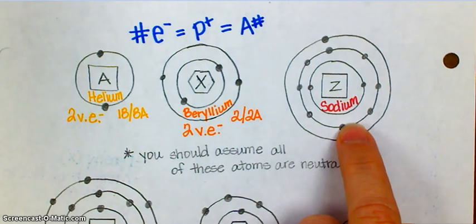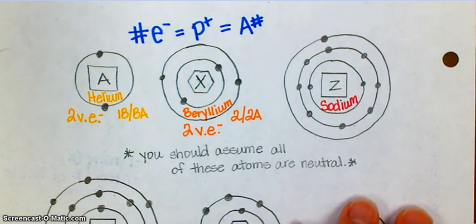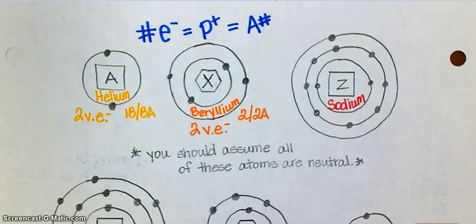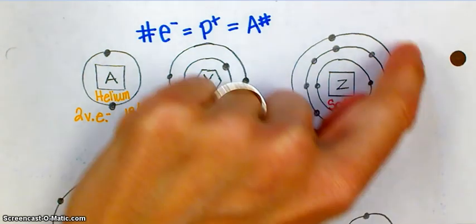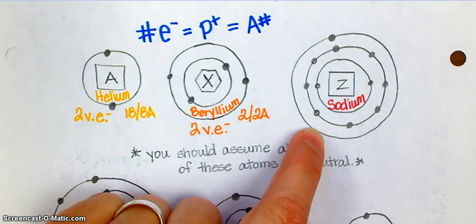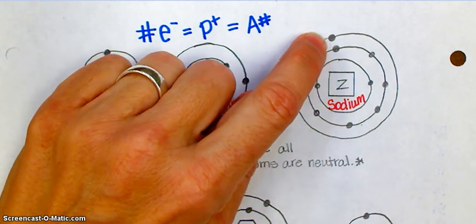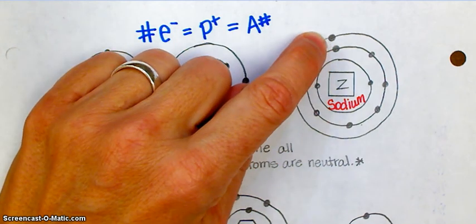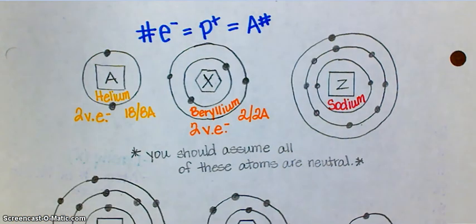Okay, so this is sodium. The next thing we need to do is figure out the number of valence electrons, and figure out what column sodium is in. Remember that the valence electrons are only the electrons in the outermost energy level, or the outermost ring, and there is only one on that outermost ring.